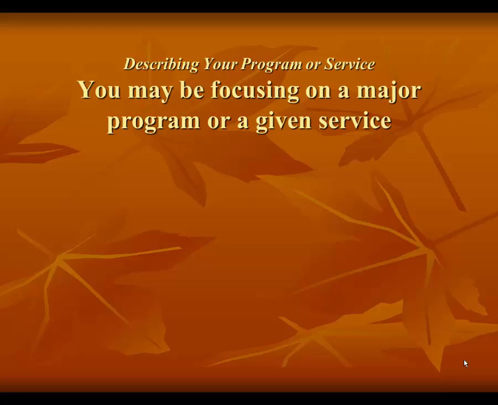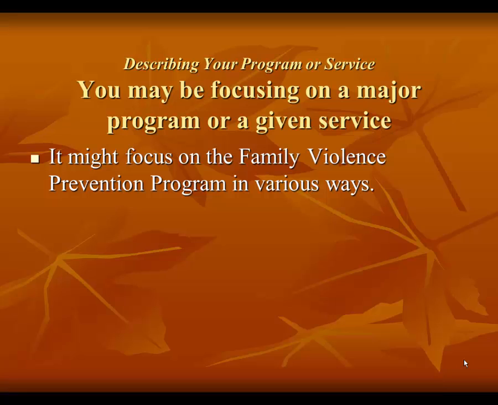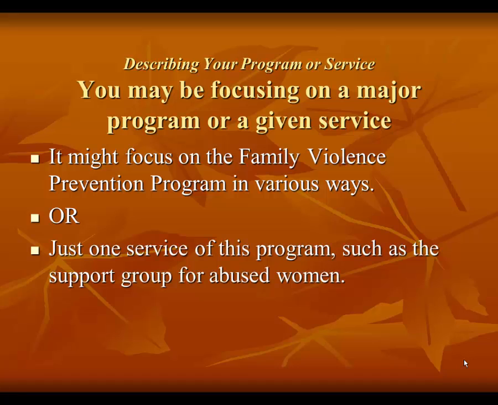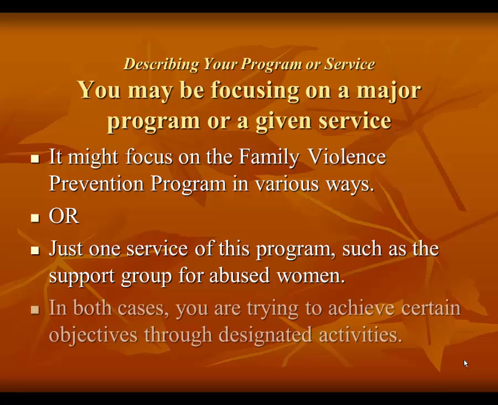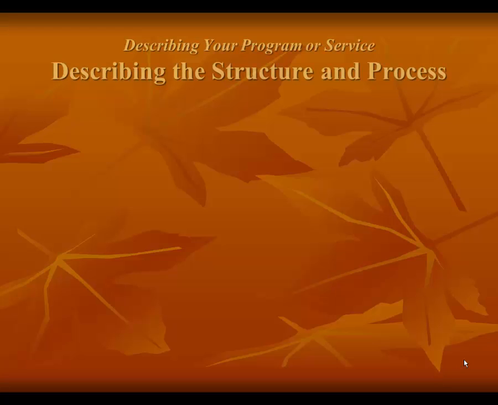You may be focusing on a major program or a given service when you describe what you're going to be doing in your grant. It might focus on the family violence prevention program in various ways, or just one service of this program, such as the support group for abused women. Either of those is okay, depending on what you need to be doing. In both cases, you're trying to achieve certain objectives through designated activities. You need to convey both of those messages. What are you doing and what are you trying to achieve?